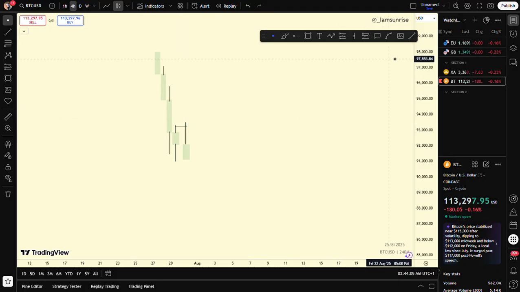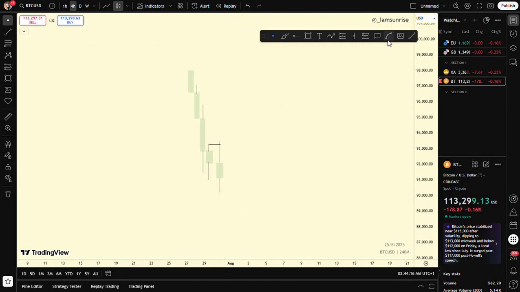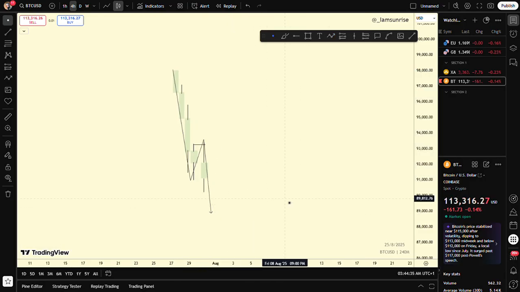Then the next candle took out the high, then still continued going to the downside. In our line chart, or let's say, in the higher time frame, it will look something like this. Correct? This is how it will look.